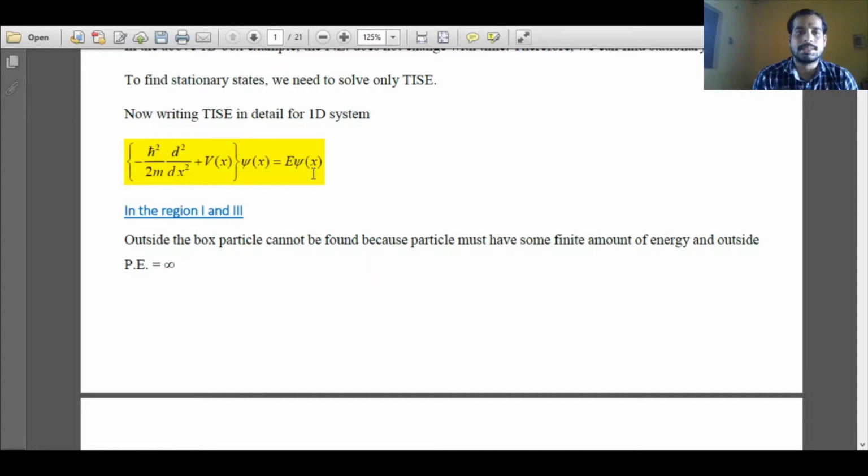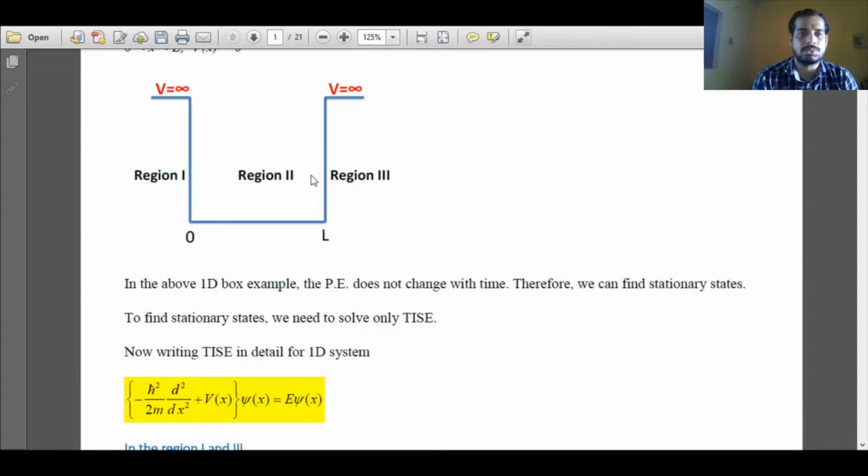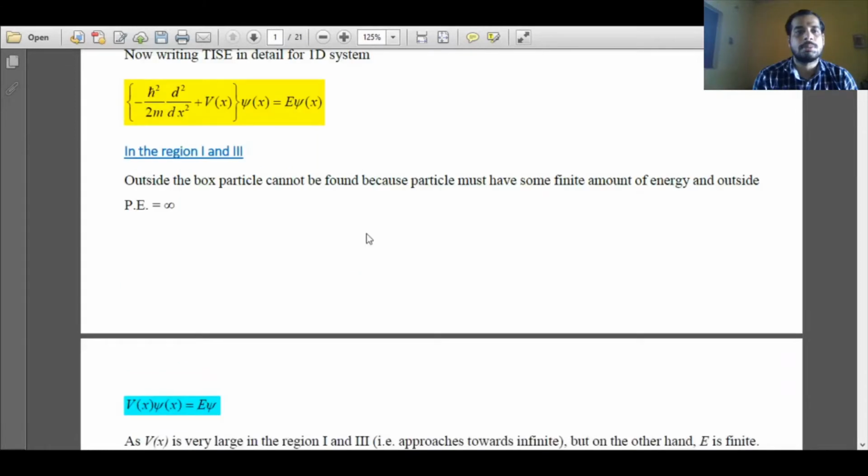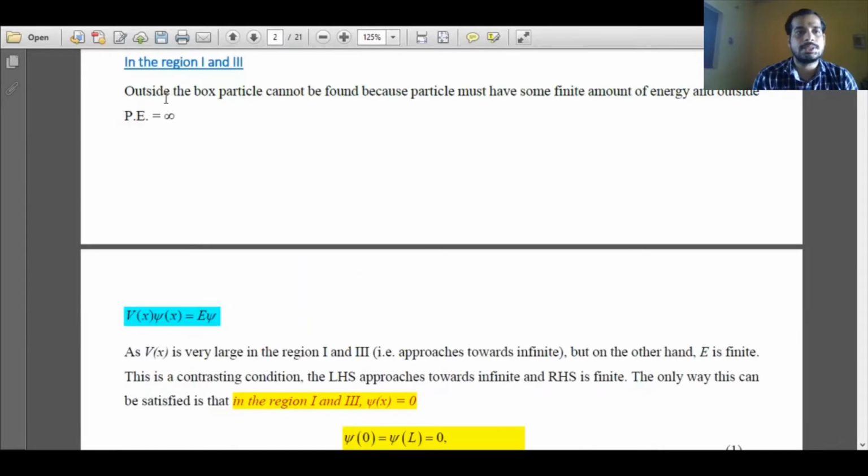We'll consider all the regions, that is regions 1 and 3, before and after the box, and region 2, inside the box. First we will consider regions 1 and 3. In regions 1 and 3, the potential energy is infinite. So when the potential energy becomes infinite, the kinetic energy becomes 0. So my time independent Schrodinger equation reduces to V(x) psi(x) is equal to E psi(x).